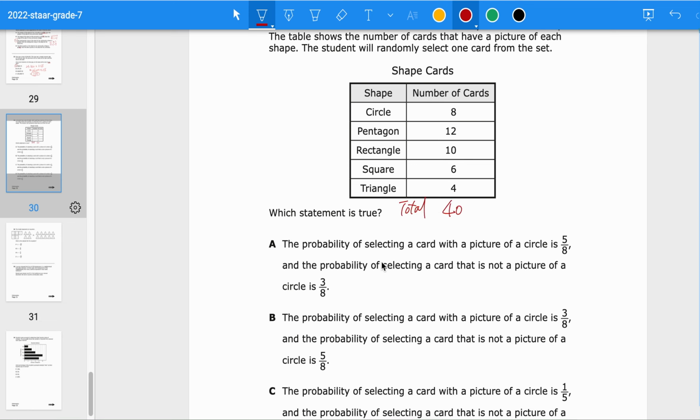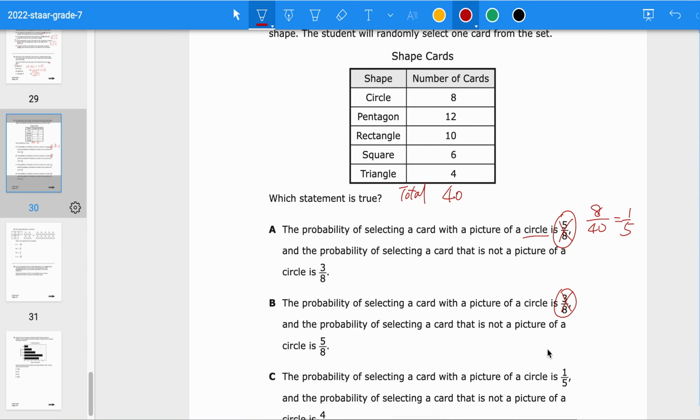Then let's see the probability. The probability of selecting a card with a picture of a circle. So circle, we have 8. 8 over 40 is 1/5. So this answer is already wrong. We can move on. B, the probability of selecting a card with a circle. Again, circle should be 1/5. So this one is wrong. And then finally, we have a circle is 1/5. This is correct so far.